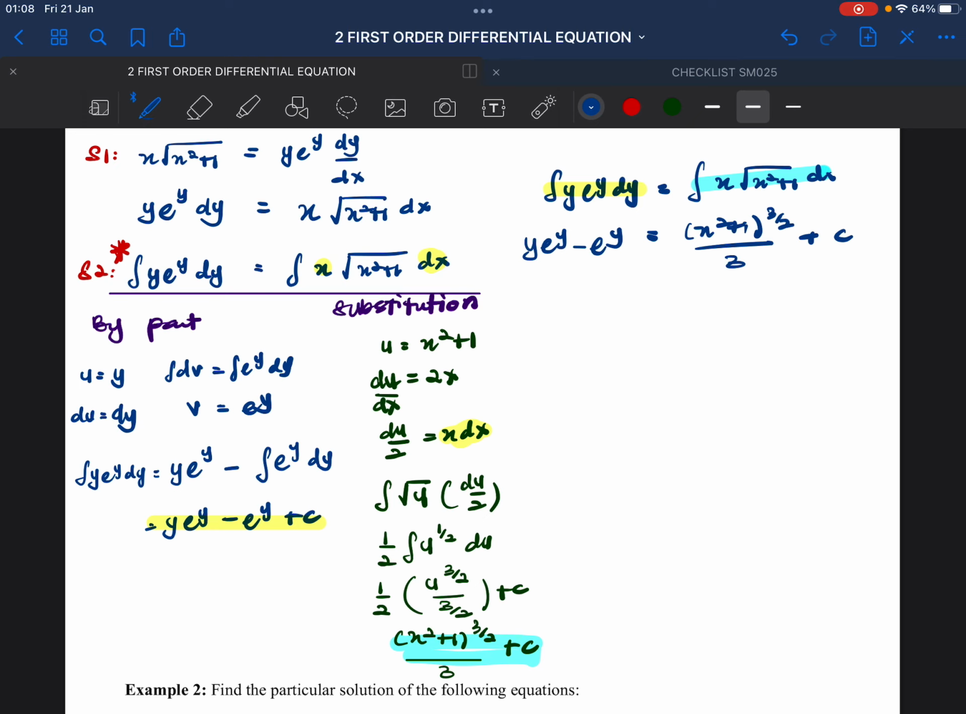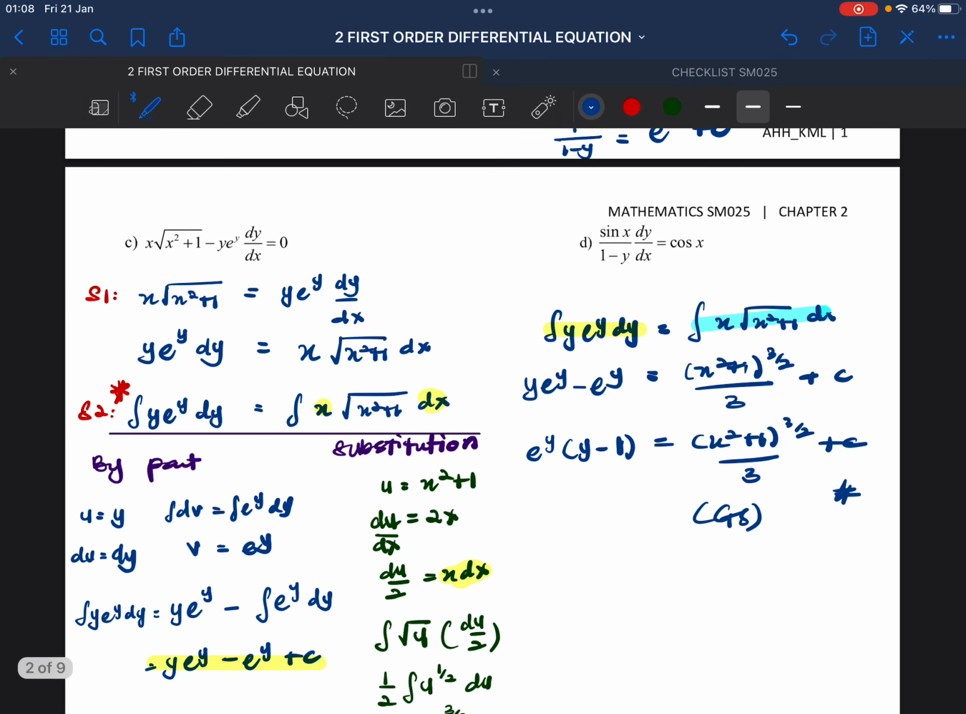If you want to simplify, you can still simplify. We can factorize e^y, so e^y times (y minus 1) equals x squared plus 1 to the power of 3/2 over 3 plus c. Okay, so this is your final answer. This is your general solution for solving a differential equation by using separable variables.